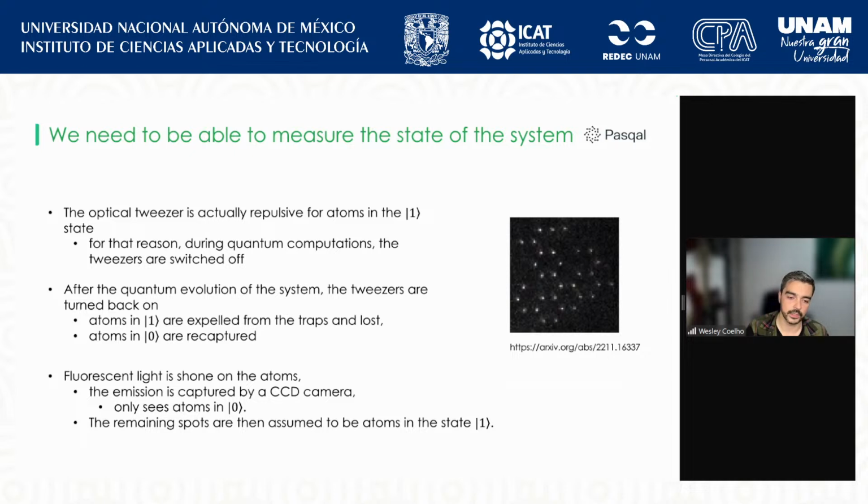And then when you take the picture, you see the spots where atoms are in the 0 state. And the black spot, where you know there was one atom, you know that atom just went away because it was in an excited state. And then you can deduce that atom was in an excited state, and you can give the value 1 to that qubit. So when you take a photo, the shining spots will be 0 and the missing spots will be 1. That's how we measure the system.